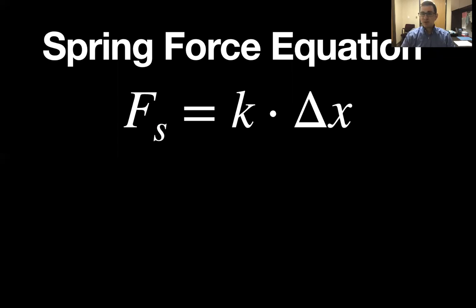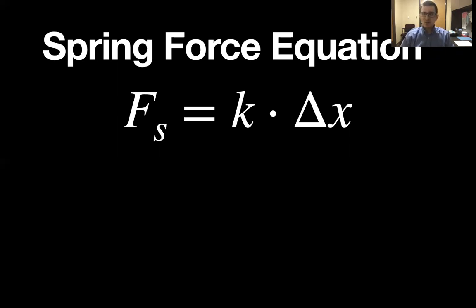So for some spring constants, the springs that I have in the back have spring constants of 5, 10, 15, and 20. So 5 newtons per meter versus 20 newtons per meter. If I were to stretch them both 1 meter, one would exert 5 newtons of force, not very much, and one would exert 20 newtons of force, quite a bit more.